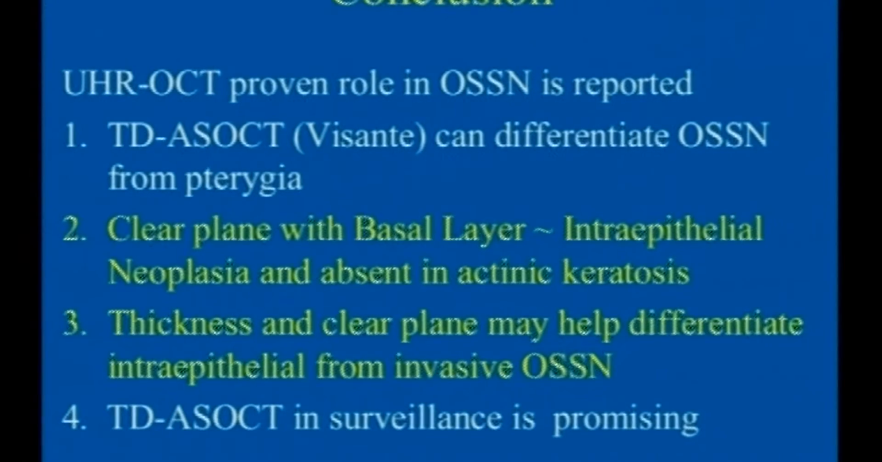To sum it up, ultra high resolution anterior segment OCT has already been talked about a lot. What we were using is a time domain, lower resolution ASOCT, and it tended to show all the characteristics that have been talked about earlier to differentiate OSSN from pterygia. But the clear plane was a new thing, and in some lesions the hyperreflective basal layer seems to suggest, with the limited numbers that we have, intraepithelial neoplasia, and this was absent in actinic keratosis. The thickness and the clear plane may help us and appear promising in differentiating intraepithelial from invasive OSSN. And finally, it does have a role in surveillance when you're treating the patient not with surgery but completely with immunotherapy or chemotherapy.